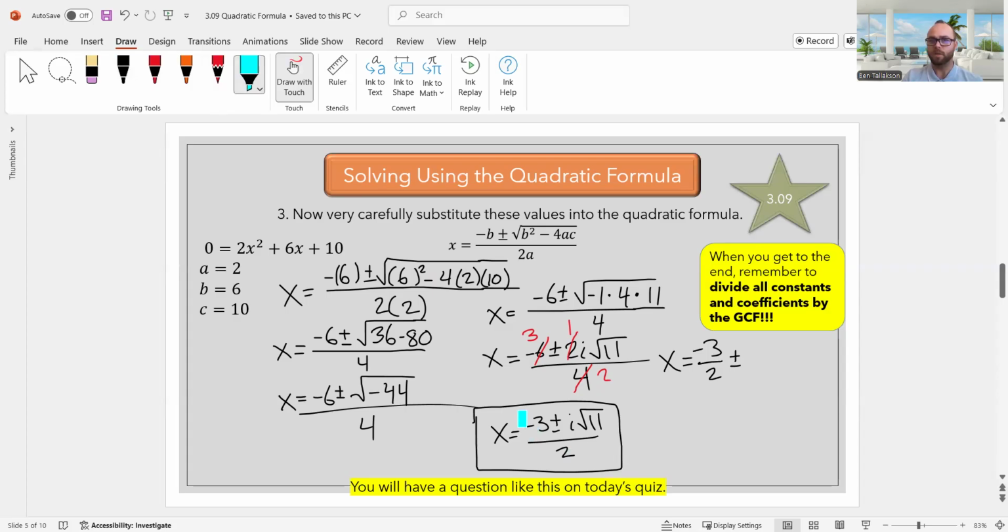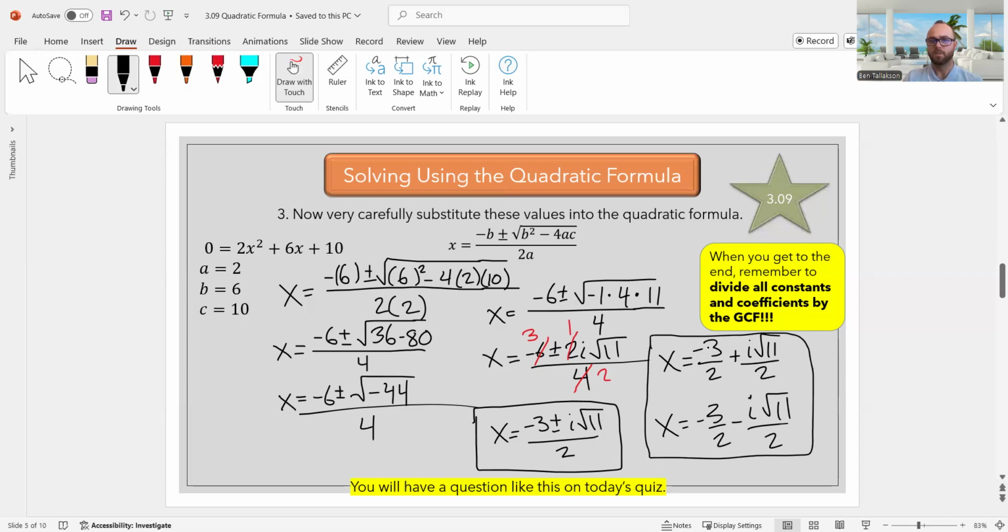Now, be very careful here. Negative 3 is divided by 2, but isn't i square root 11 also being divided by 2? It is. So the second part of this would be, sorry, I put plus and minus, should just be plus i square root 11 over 2. And then the second answer, real part first, minus imaginary part second.